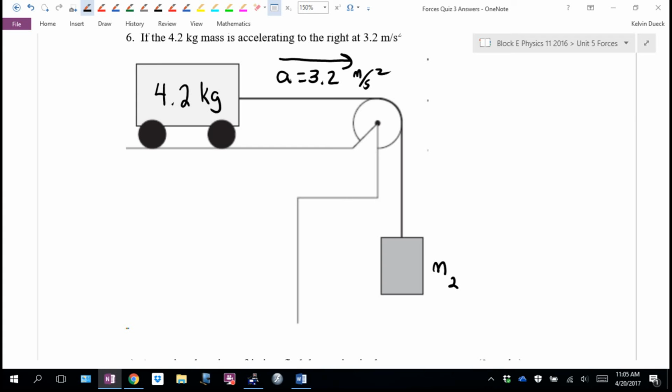Free body diagram, you say. Hey, what are the forces acting on this 4.2? Get the obvious one. M1G. Normal force number 1. Tension. Oh, wait a minute. Is there friction? Nice try, Mr. Dewick. Don't get sloppy. M2G. Tension.